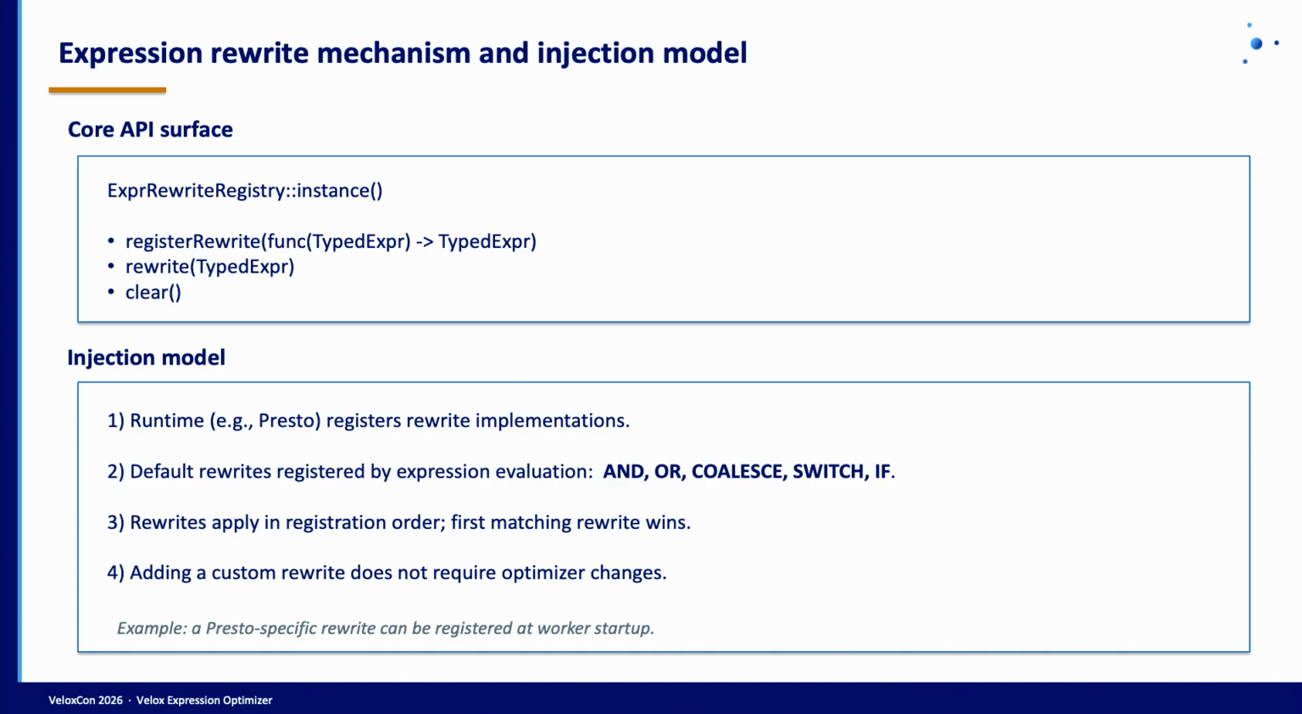And the set of Presto expression optimizations that we looked at before, they're not really specific to Presto, and they're engine invariant. So the Velox expression evaluation actually registers these rewrites into the expression optimizer by default. And these are the rewrites for conjuncts, disjuncts, coalesce, switch, and if expressions.